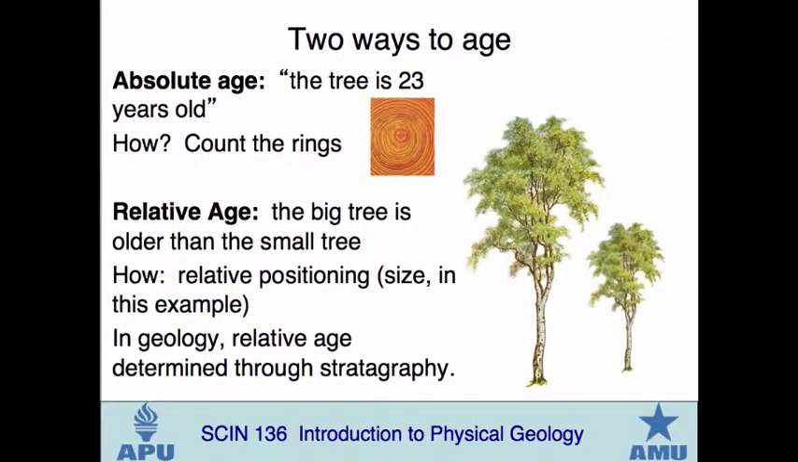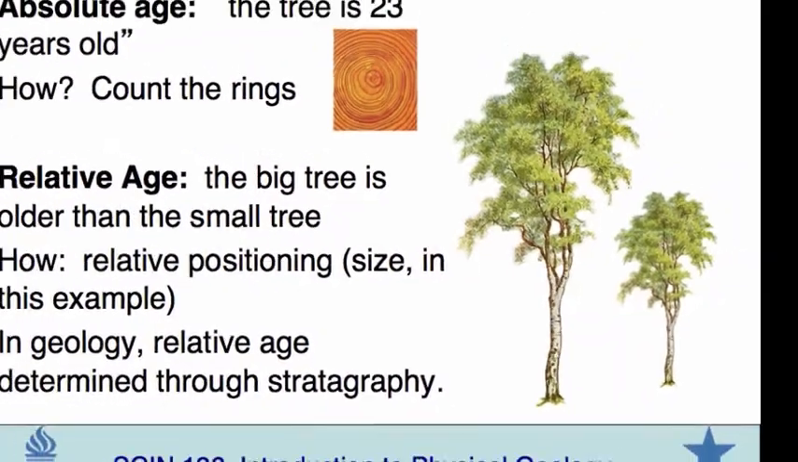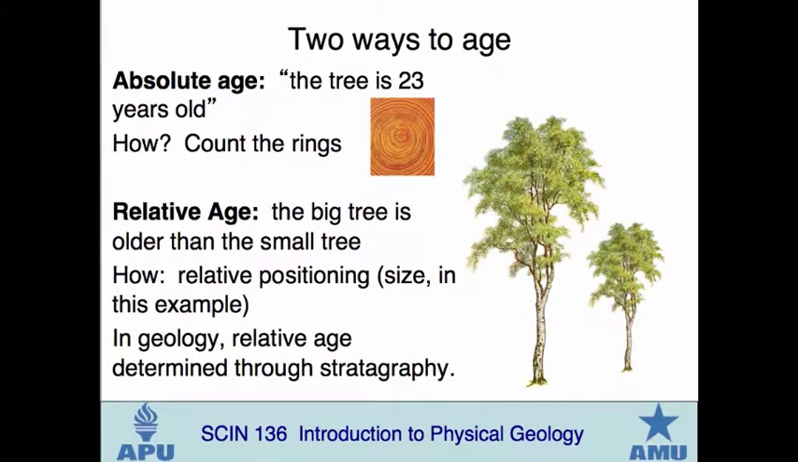The other way is to come up with a relative age. A relative age does not assign an actual numeric value. A relative age is to say that something is older or younger than something else based on its position. So in our example, the big tree is going to be older than the small tree. And while that may not always be true, we can make some general assumptions which allow us to say that.